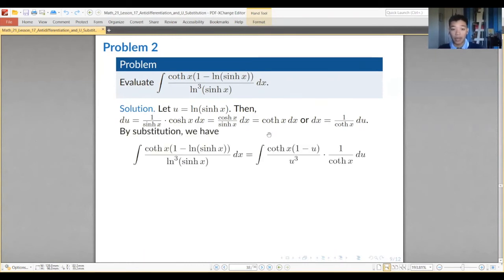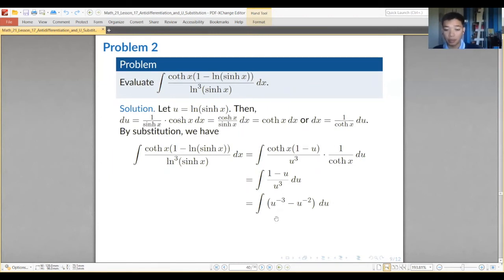So if we apply our substitutions, the natural logarithm of sinh x will be replaced with u, and then our dx will be replaced with 1 over cos x multiplied to du. You'll get this, since the cos x will be canceled out. And then you can separate this fraction into 2 separate terms. You get this. And then this is pretty straightforward.